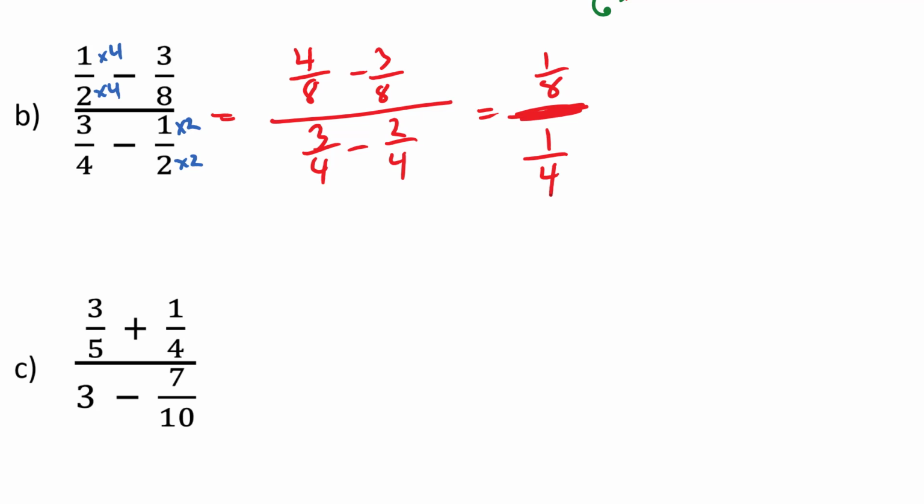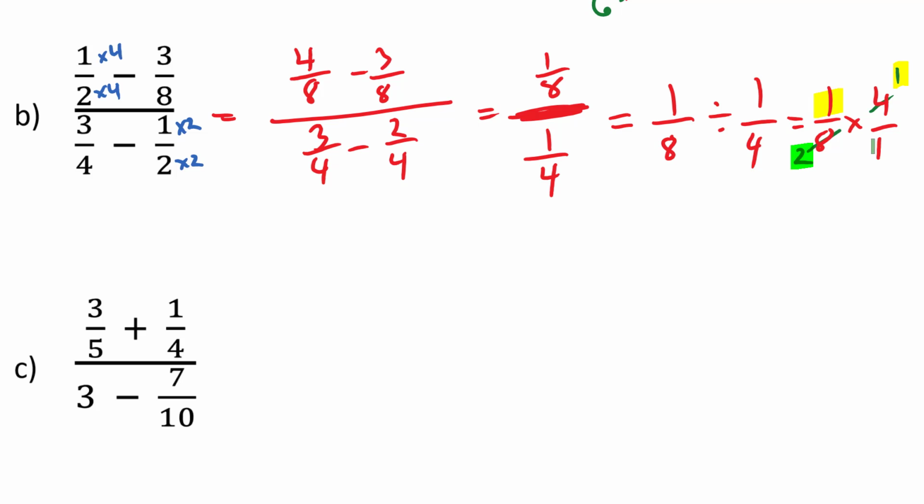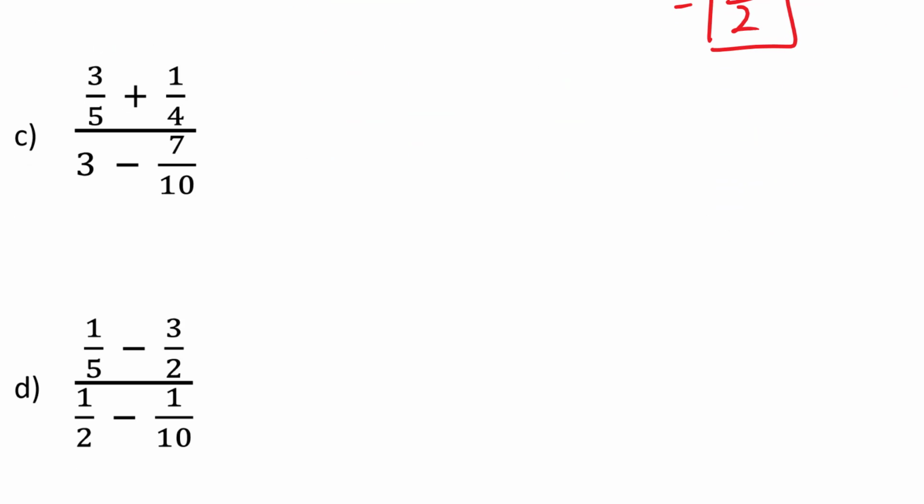Now you don't have to make it such a thick line. I'm just trying to distinguish the fact that it's dividing the two together. 1 over 8 divided by 1 over 4. We flip and multiply. Take a 4 out. Couldn't be easier. That whole thing just equals 1/2. Try these on your own. We'll take them up.